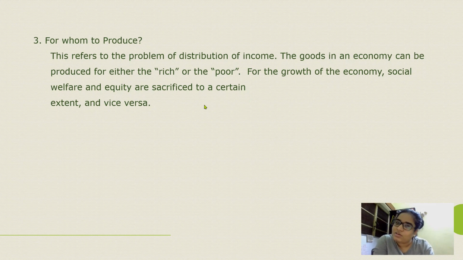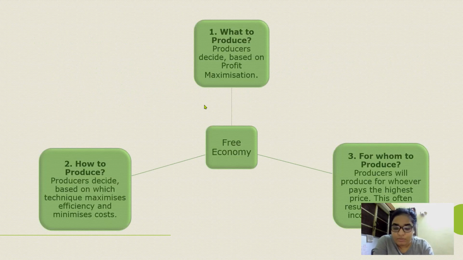What are the answers to this then? It varies from economy to economy, right? We'll see the free economy first. The first problem, what to produce? In a free economy, they produce whatever the businessmen decide based on the motive of profit maximization and nothing else. The second problem, how to produce it? Producers decide. Whatever they feel is cost minimizing and more efficient, they'll do it. Again, it comes back to the profit maximization point, right?